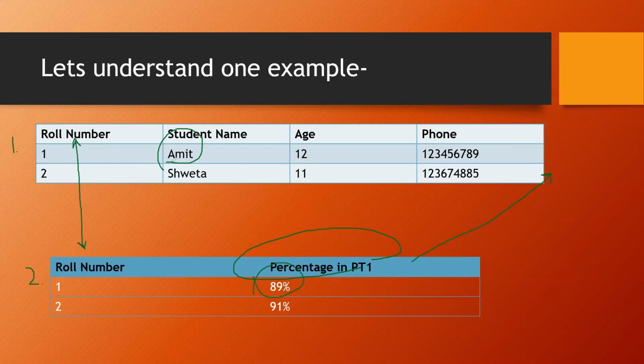And this person Shweta, that is roll number 2, will by default have 91%, right? So rather than putting everything in one large file, what I have done is break it down into smaller information, that means smaller tables, and these smaller parts are very easy to apply.